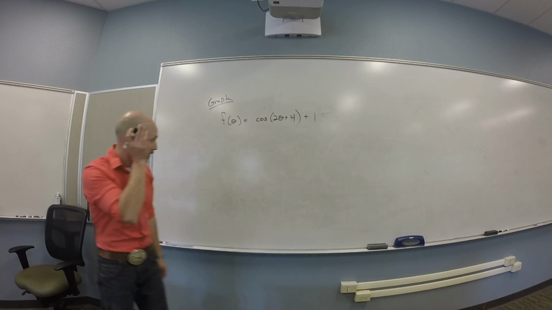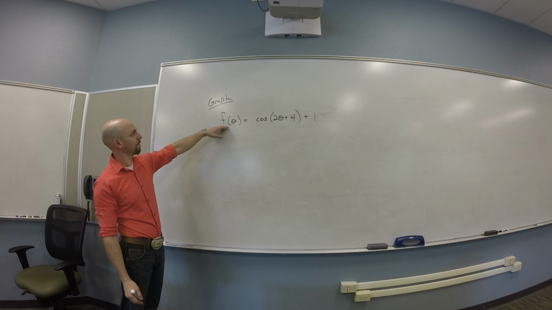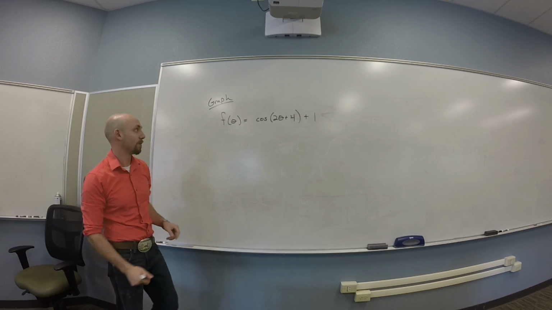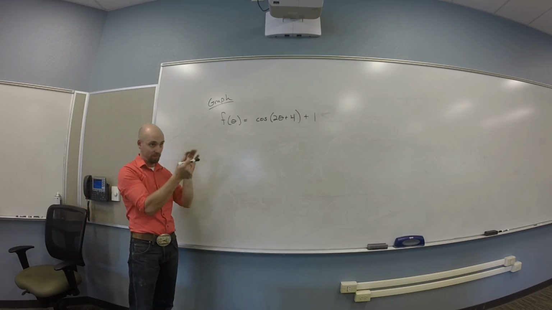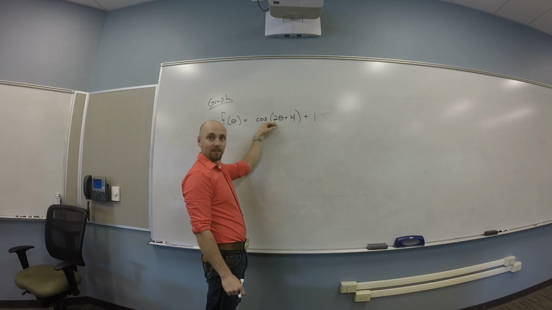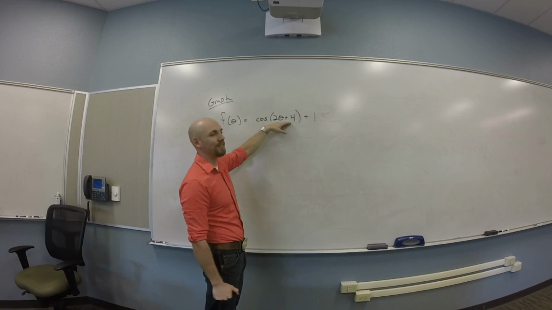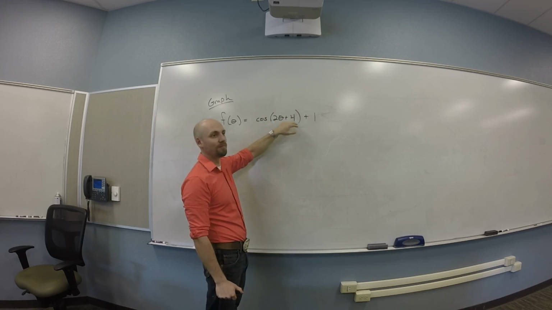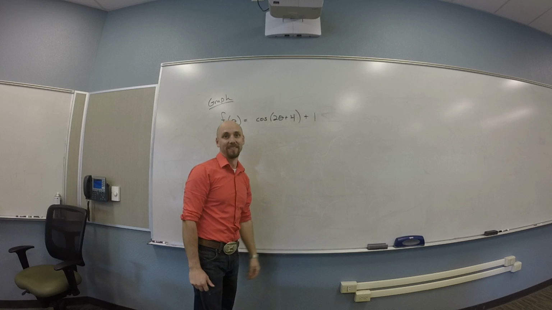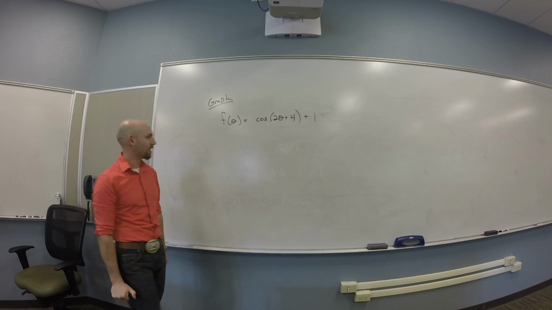All right, so let's say we wanted to graph f of theta is cosine of the quantity 2 theta plus 4, plus 1. Sorry, let me say that again. How do you read this? Cosine of the quantity 2 theta plus 4, plus 1. Cool?